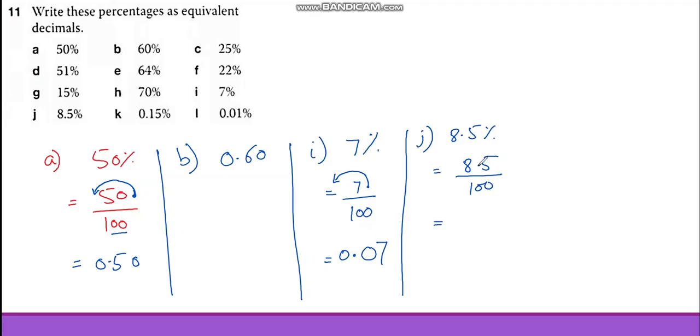Similarly, J part, it is 8.5%, and it can be written as 8.5 divided by 100. And now we can shift the decimal backward by 2 digits. So there is no digit behind 8. So we can put 0 behind 8 and then we can put a decimal over there. So the answer will be 0.085.